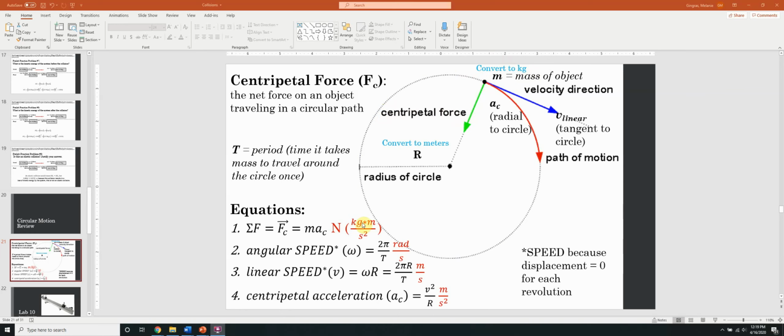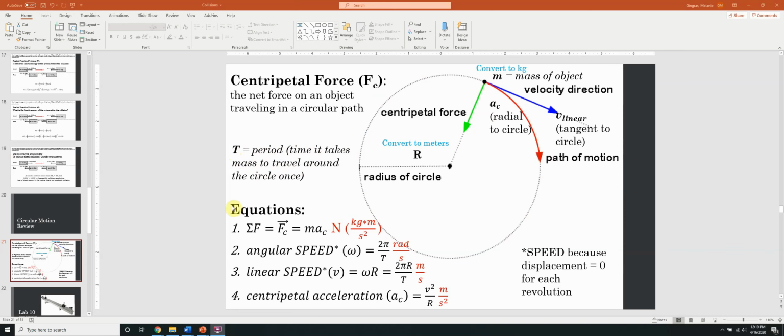Now, along with that, if you're given the period, and if that's not in seconds, it usually is, but if that's not in seconds, you want to make sure that you convert the period to seconds. And then just for review, because we haven't mentioned it already, the period is the time it takes the mass to travel around the circle once, right? So it's the amount of time it takes for this mass to make one revolution.